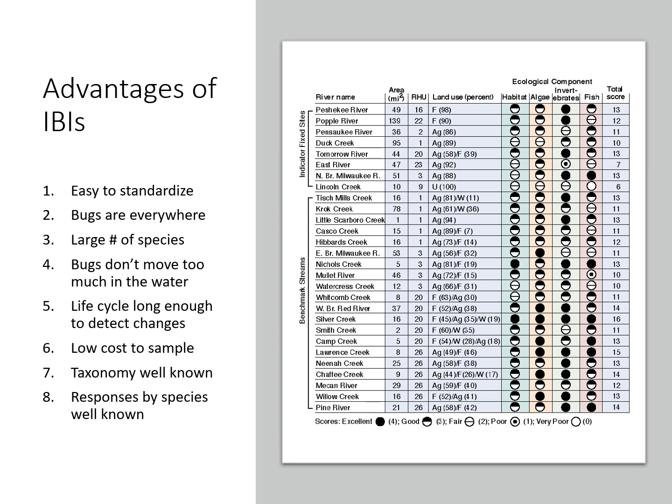For macroinverts and a lot of these other things, the cost to sample is pretty low. Even if you want to sample fish, sampling for fish is not that expensive. It can be done with just a few people, and you can do large stretches. So the cost to sample is relatively low for IBIs.